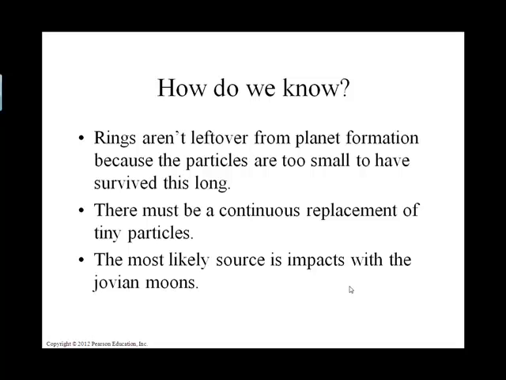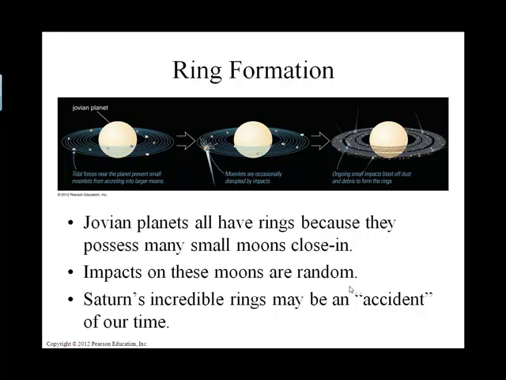So, like this last point up here says, it's most likely that the rings around these gaseous planets are the result of impacts with Jovian moons. So from left to right, you see the formation of rings. An assortment of moons actually create those rings. And so I like this last statement up here. It says, Saturn's incredible rings may be an accident of our time. How poetic.